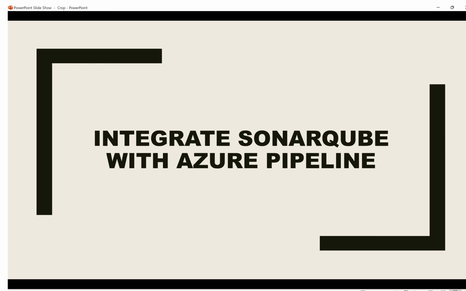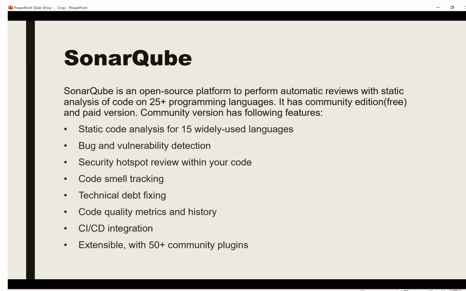Hello, my name is Shalanda Chaudhary, and in this video I'll show how to integrate SonarQube with Azure pipeline to run static code analysis. So let's start with what is SonarQube. SonarQube is an open source tool which does the automatic review of the code. It is available in community edition, which is free, and the paid version.